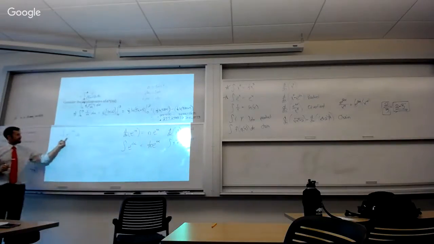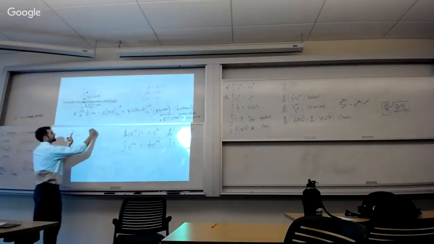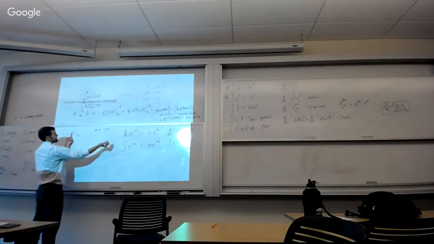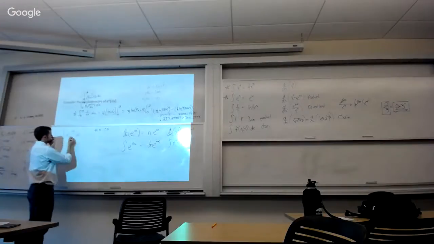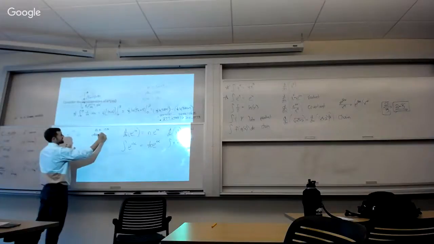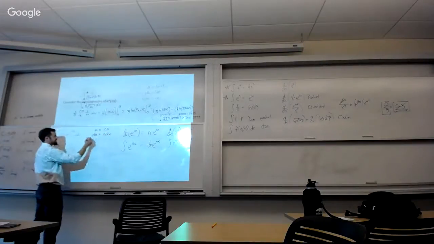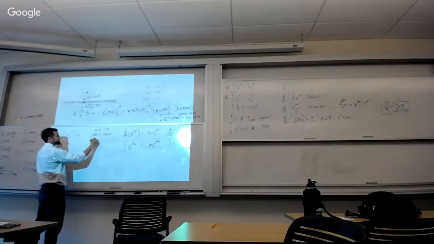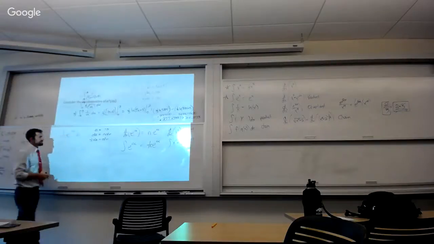Do you see an outside function? Do you see an inside function? What's our inside function? u equals nx. So let's run with it. Our outside function is e to the, our inside function is nx. So now du equals n dx. Bump the n to the other side, so that's 1 over n du equals dx. Does all that seem fair so far?